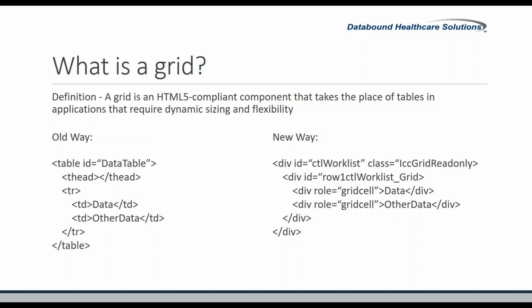There's a parent that has the main work list, and then there are rows and cells inside of it. So there's some similarity there that you'll be used to. We'll get to that in a second.